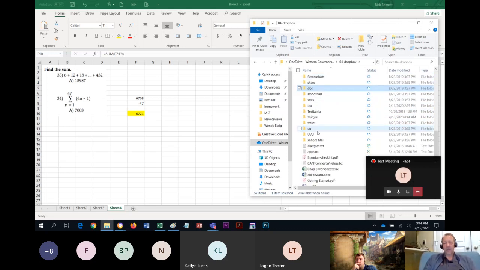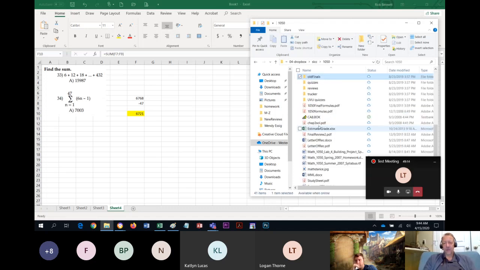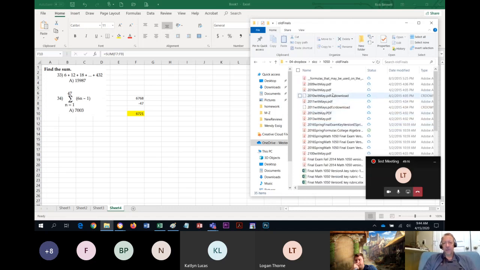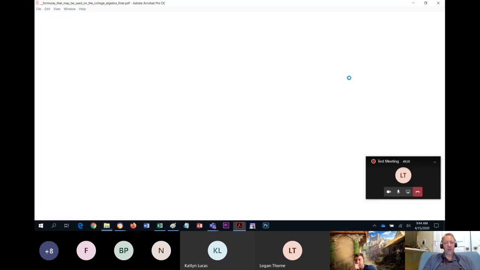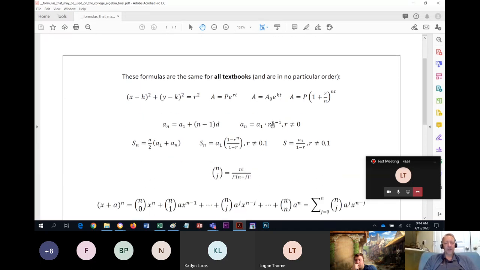I haven't decided. Here's what I probably will do. I need to clear it with the math department, which I will do today. Find old finals. But I know that these are pretty close. So the exact formula, I don't think you'll get this exact sheet, but it will be very similar.